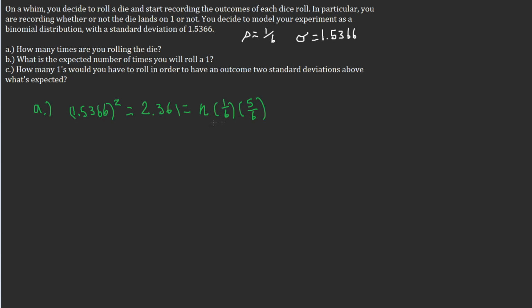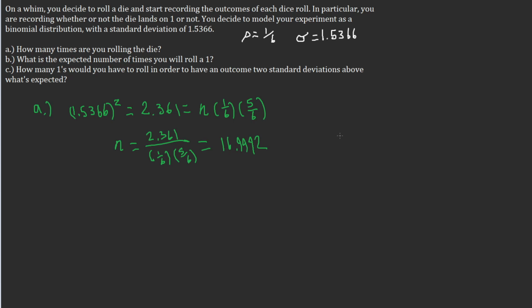And so we can actually solve this equation for the number of trials. If we just divide by this probability here, we get 2.361 over 1/6 times 5/6. And if you plug this into your calculator, you'll get something like 16.9992, it looks like.